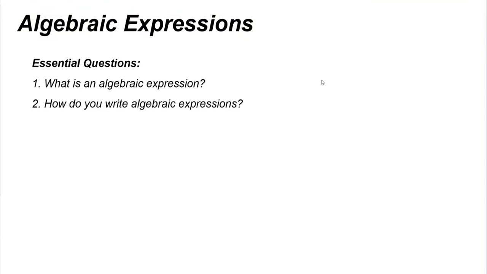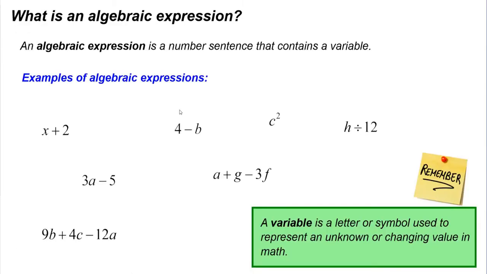In this video, we're going to be talking about algebraic expressions, and we want to answer the questions, what is an algebraic expression, and how do you write algebraic expressions? So first of all, what is an algebraic expression? An algebraic expression is a number sentence that contains a variable. That's all it really is. There's nothing too complex about algebraic expressions. They're just number sentences that contain variables.